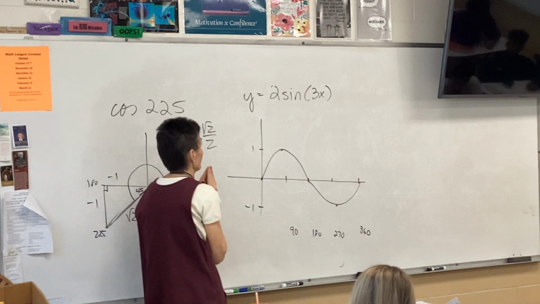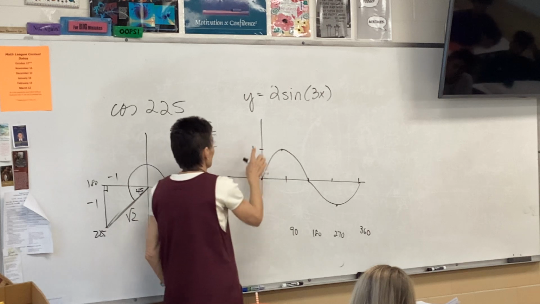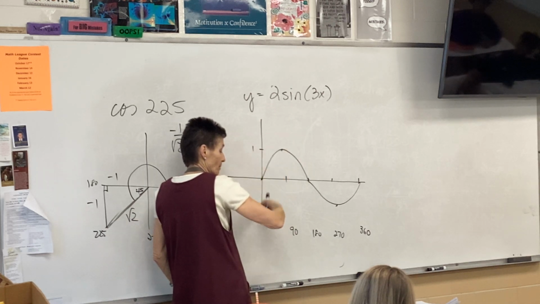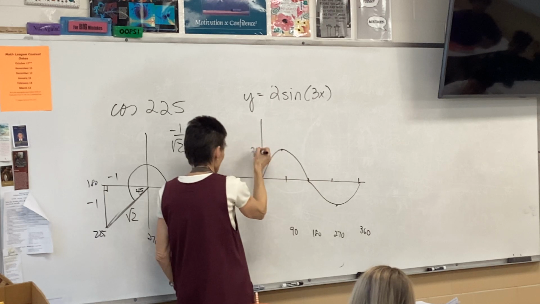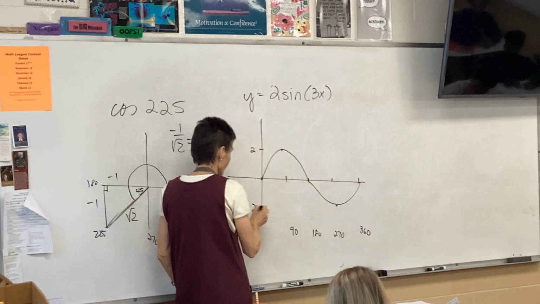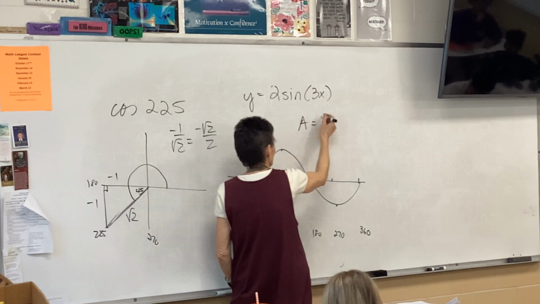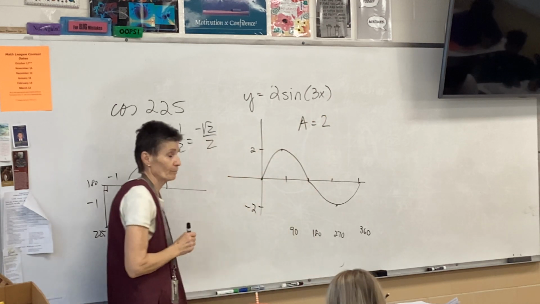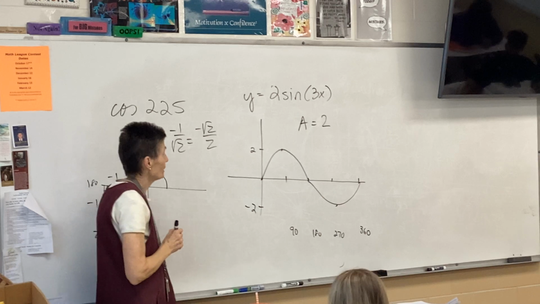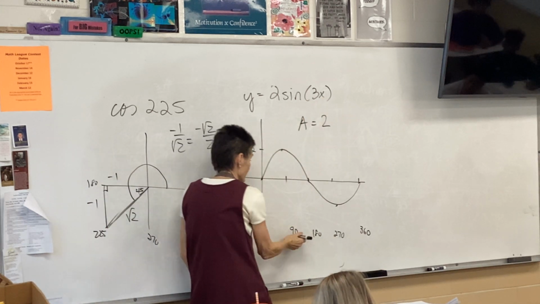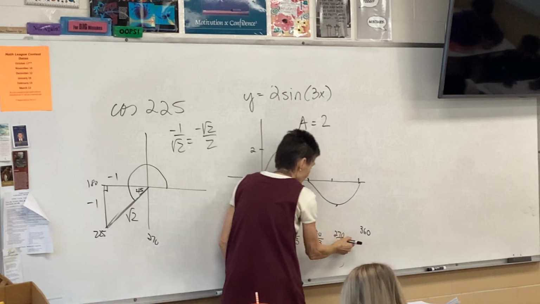What have we done? The 2 out in front multiplies these numbers, so it's negative 2. So this is going to be a 2 and a negative 2, which means my amplitude is 2. What does this 3 do? Divides all of these.